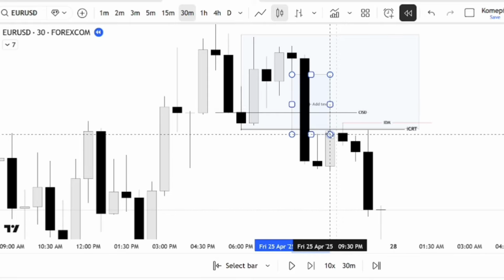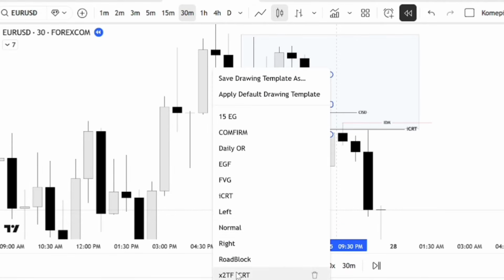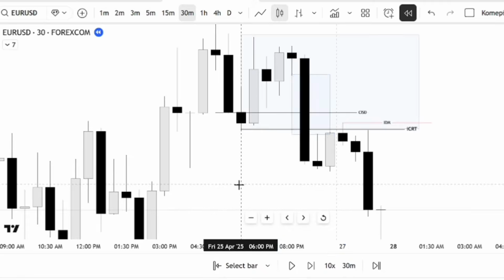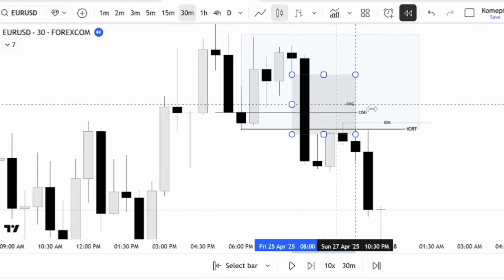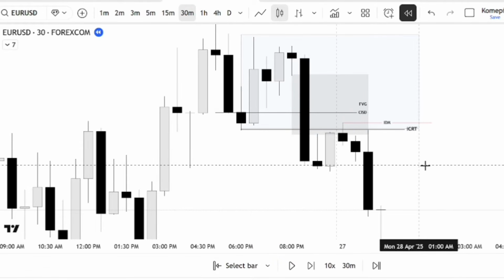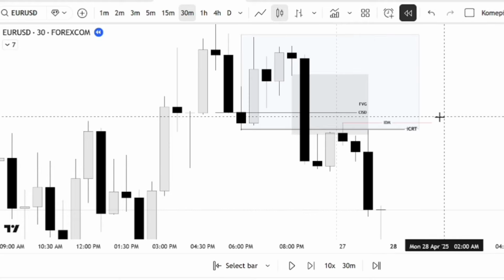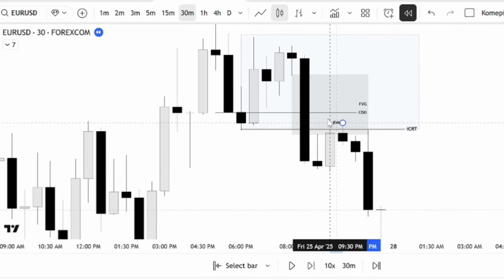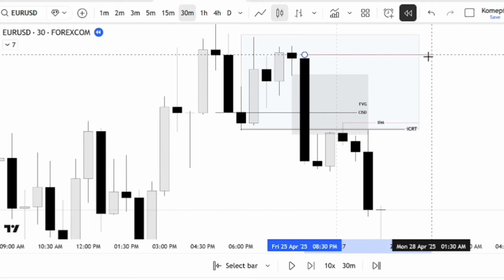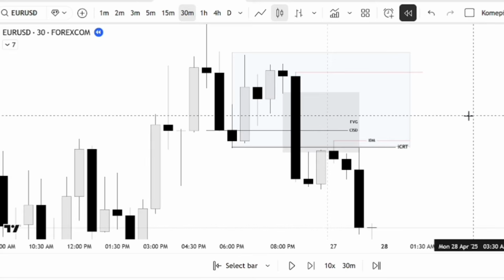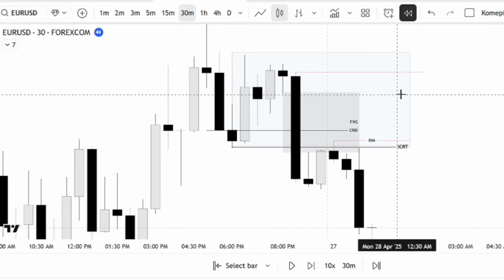So PD array, in this case, we're talking about fair value gap. Of course, there are other PD arrays, but in this scenario, we're talking about fair value gap. So the implication of this is that we want price to come and take this level and even potentially this fair value gap high. Why? Because this is what I call the chariot inducement.